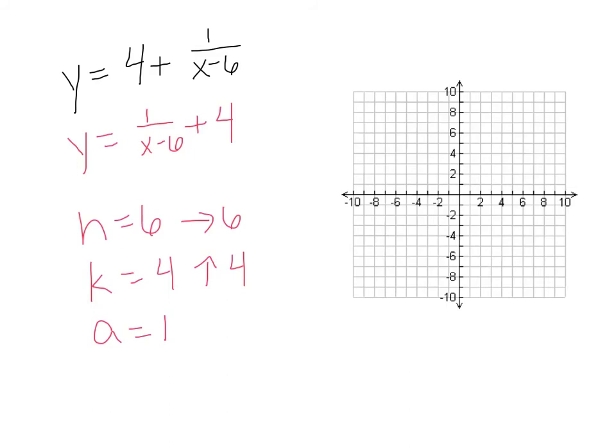So let's go ahead and graph these things. I'm going to go over 6, so my new vertical asymptote is here at 6. It's going to go up 4, so my new end behavior asymptote is up here at 4. No reflections happen, so the normal pattern holds. Over 1, up 1. There's the first branch. Over 1, down 1, and there's the second branch.